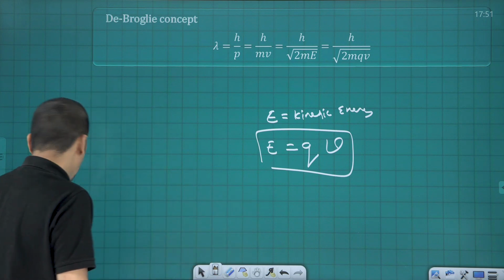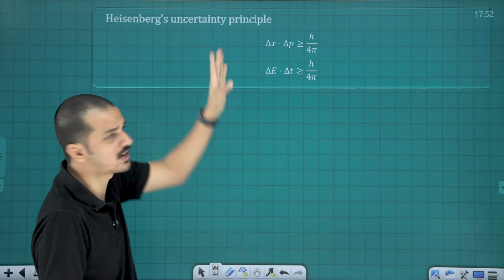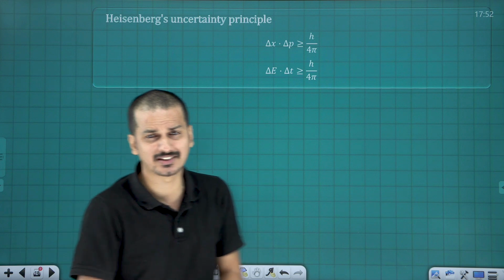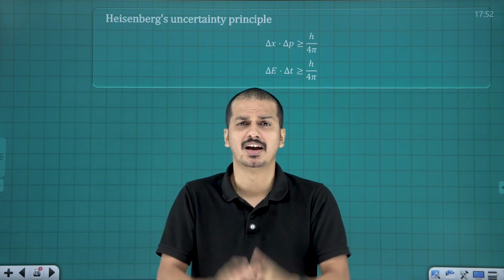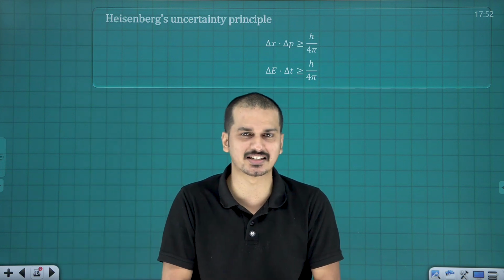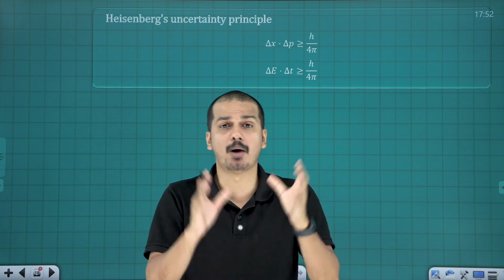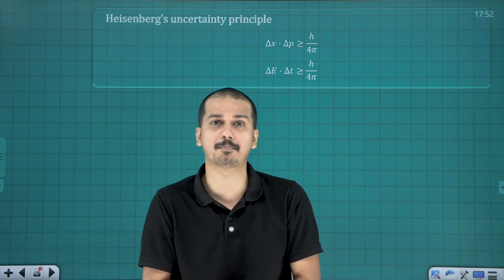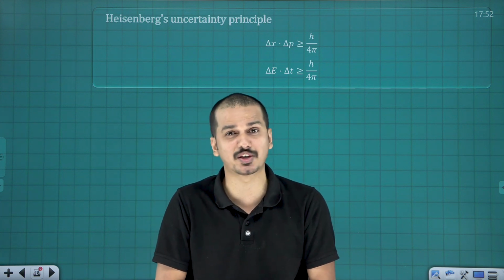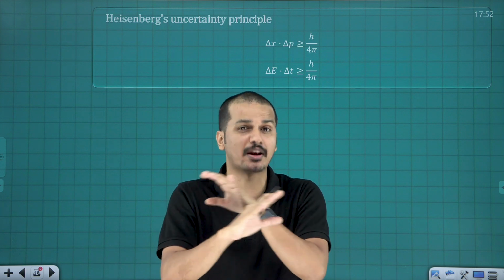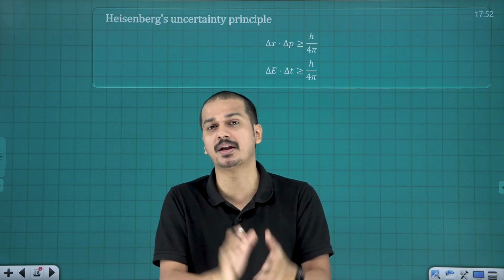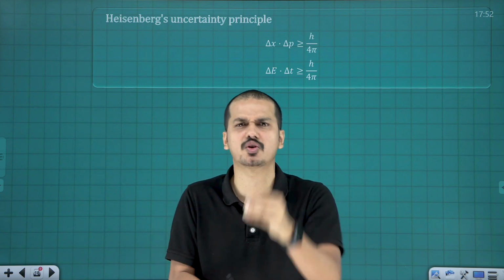Ready. Next, the Heisenberg uncertainty principle. According to Heisenberg, it is impossible to determine simultaneously both the position and momentum of a moving microscopic particle like an electron with accuracy. Accurately, we cannot find out the position and momentum simultaneously for a microscopic particle.